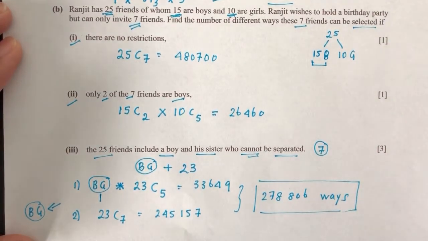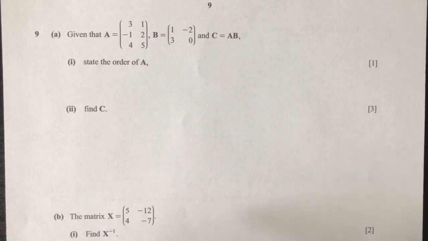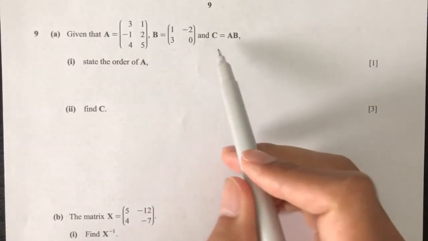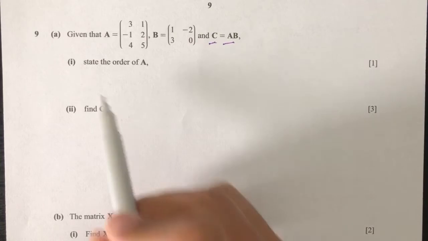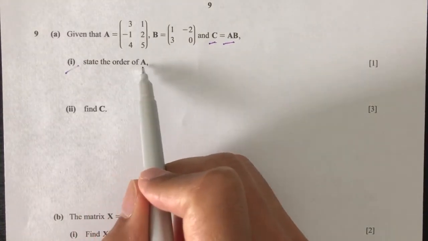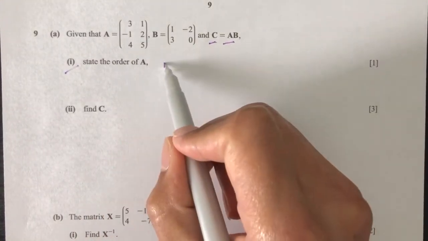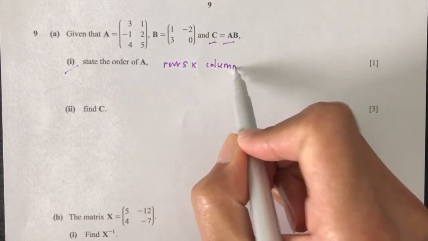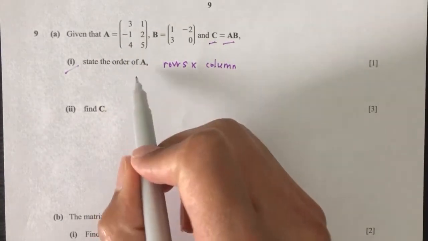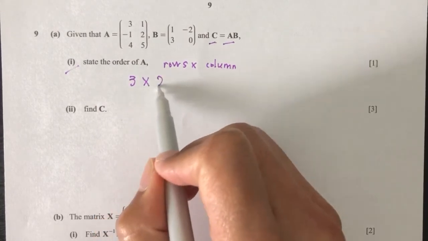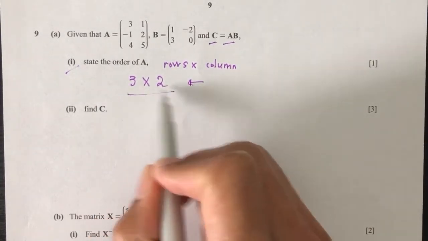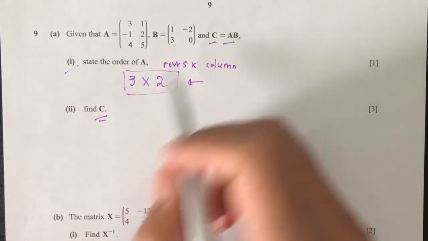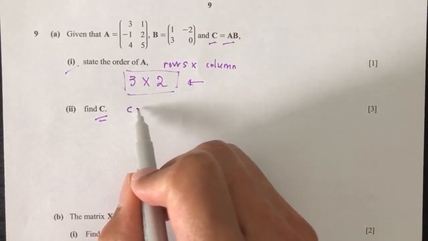And that is question number 8. Moving on to question number 9. Given that A is this matrix and B is this matrix and C equal to this matrix. Part A, state the order of A. Order is always rows by column. So we have 1, 2, 3 rows, so 3 rows times 2 columns. This is the order of matrix A. Now for C, we have to find C. C equal to A times B.